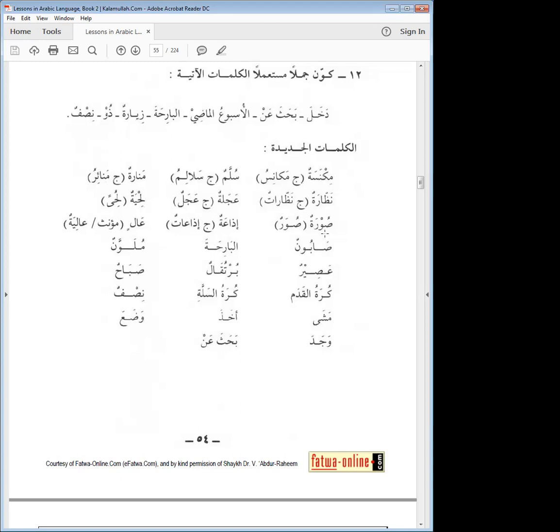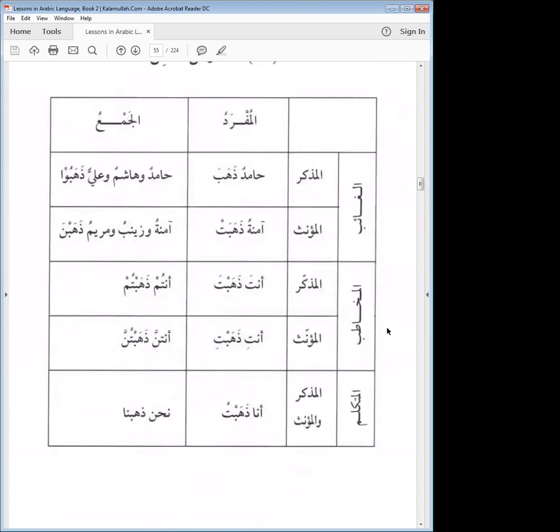So this verb has two root letters which are non-weak, and then the third one is a weak letter, right? So what is the verb? Masha. So this is to walk. Akhada is to take. Wada'a is to put, or to put down, or to place, right? Wajada means to find, and bahatha an is to look for, right? Good. Any questions?